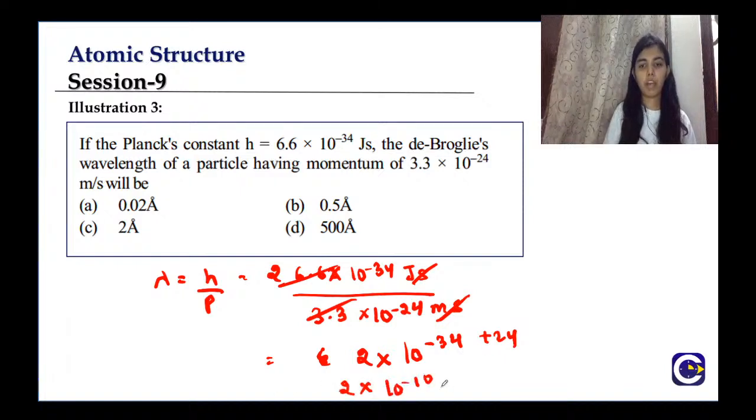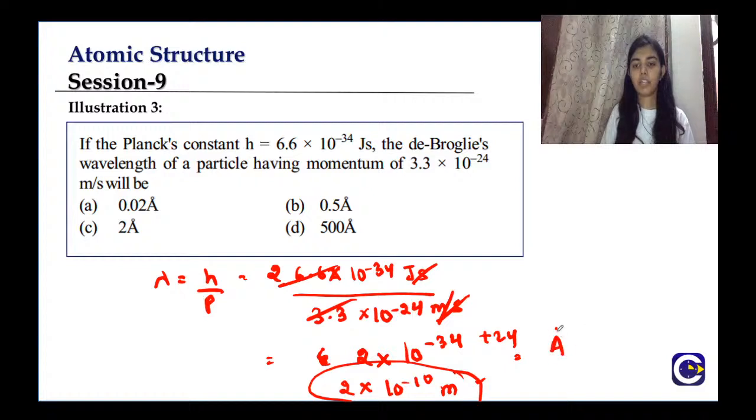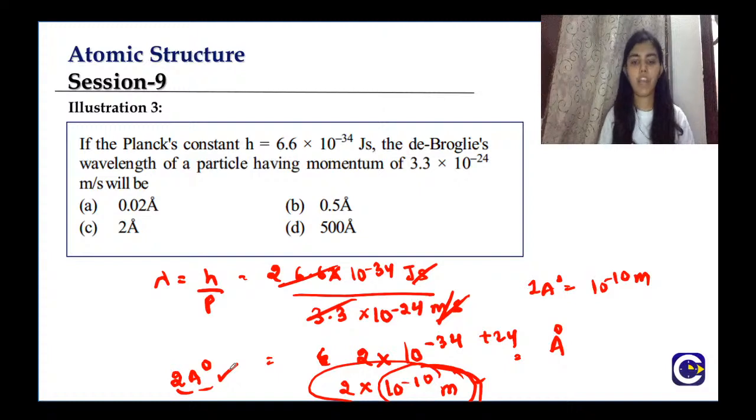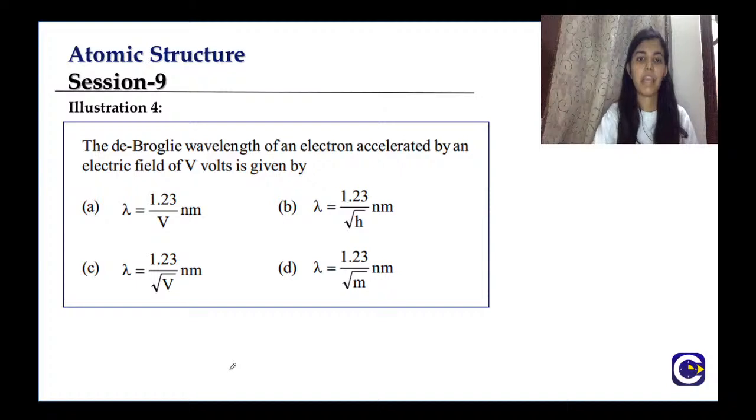So this will be in what? Meter. So if it is in meter, we have to convert it into angstrom, right? So we know that 1 angstrom equals 10 raised to the power minus 10 meter. So this 10 raised to the power minus 10 meter, you can write as angstrom, and the answer will be 2 angstrom. So you all are correct with your answer, that is 2 angstrom. Good. Now do question number 2.